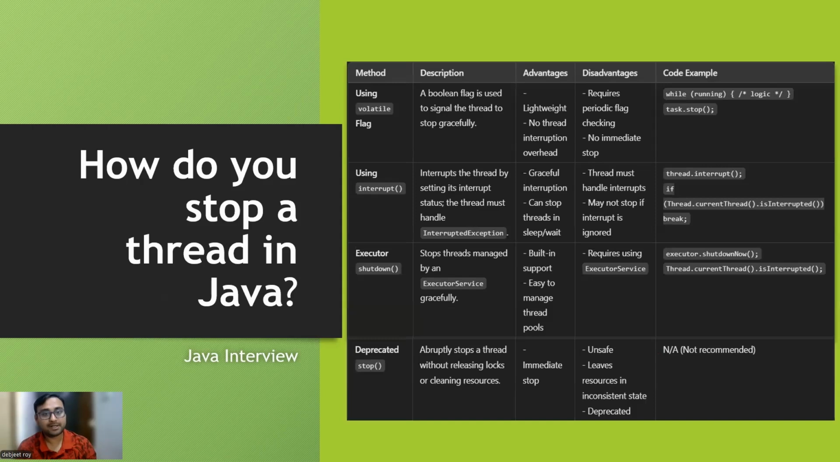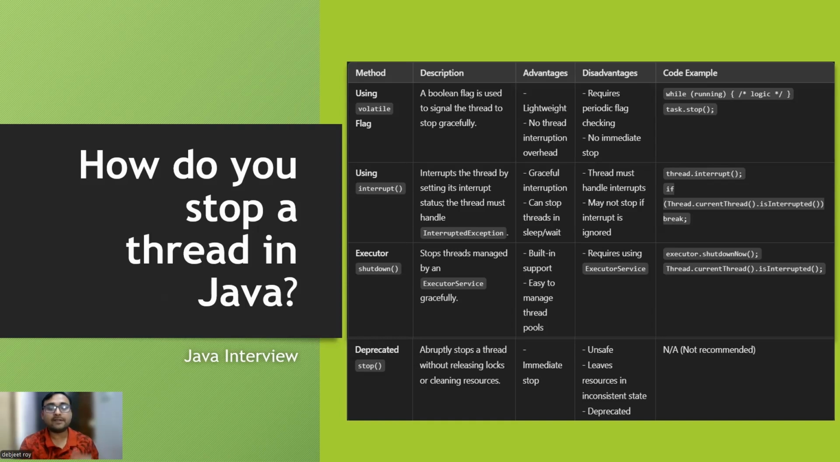How do you stop a thread in Java? There are multiple ways to stop a thread in Java. First, with the help of a volatile flag. If you create a boolean volatile flag, it signals the thread to stop. The advantage is that it is very lightweight, with no thread interruption overhead. The disadvantage is that it requires periodic flag checking; each and every time you have to check whether the flag is true or false. We can have a stop method, and from the main method you can call it to stop the execution.